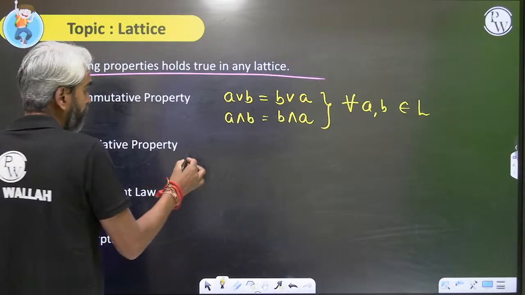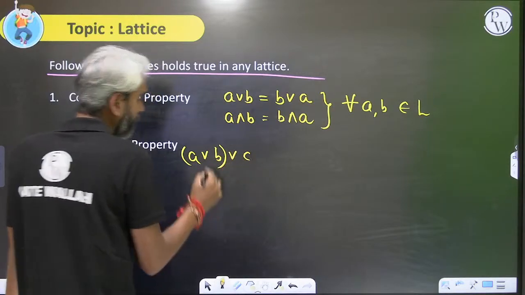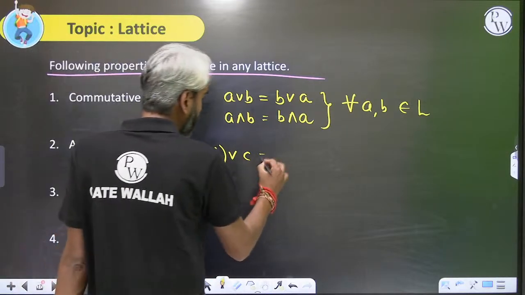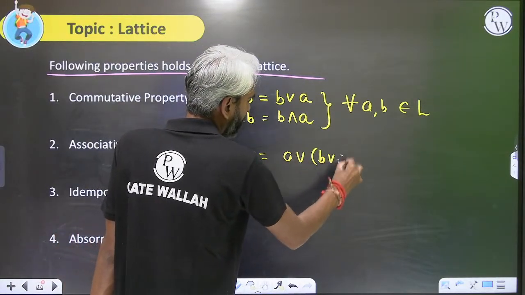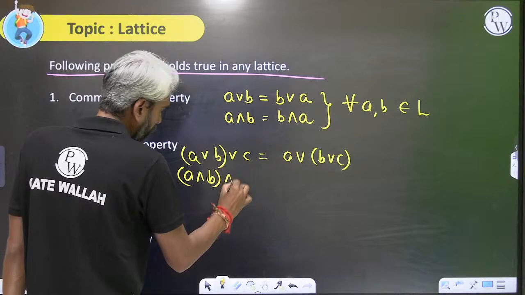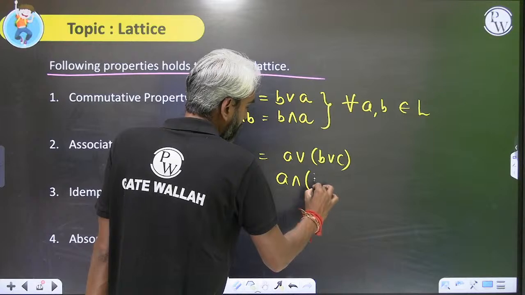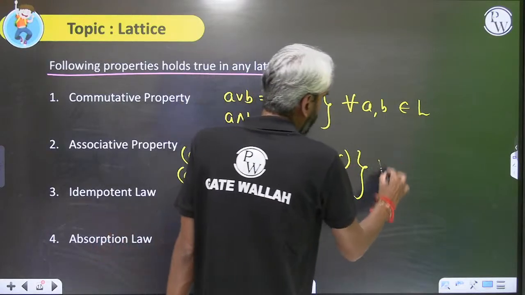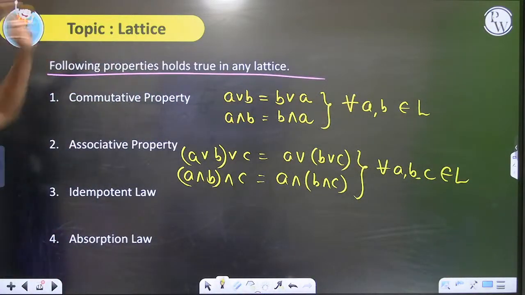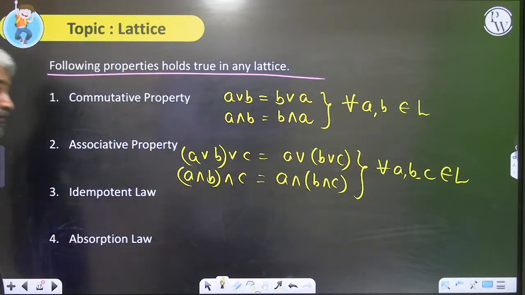Apart from that, the associative property, which we also know. If we have three elements A, B and C, then if we take the least upper bound of A and B, and then take the least upper bound of that with C, it will be exactly the same as the least upper bound of B and C, and then the least upper bound with A. Similarly, for the greatest lower bound, A with B, and then with C, will be the same as A with the greatest lower bound of B and C, for all triples A, B, C belonging to L. So the commutative property will always hold true in a lattice, and the associative property will always hold true in any lattice for any triple of elements.